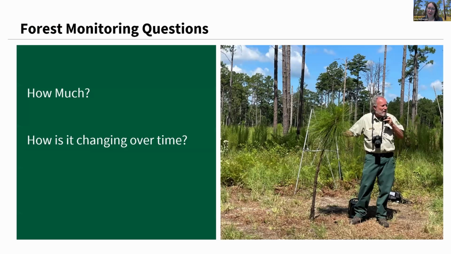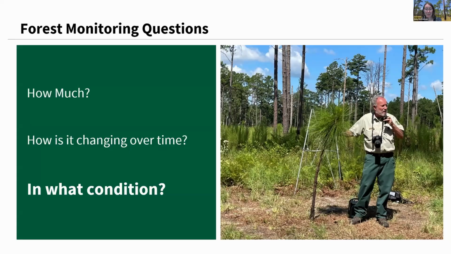So when we talk about monitoring, we usually want to know how much we have, either now or in the past, and how it has changed or is changing. However, we would also like to know the condition of the thing that we're looking at. And I'm going to talk about that in the context of some of the priorities of Region 8.